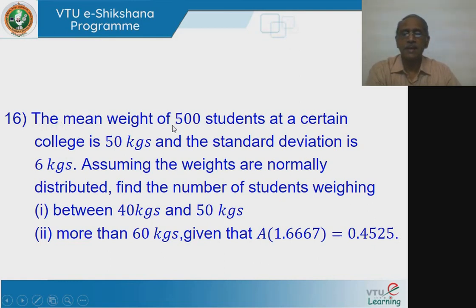The mean weight of 500 students at a certain college is given to be 50, so mu is equal to 50 and the standard deviation sigma is equal to 6. Assuming the weights are normally distributed, find the number of students weighing between 40 kgs and 50 kgs and more than 60 kgs out of 500 students. First let us find the probability of a student weighing between 40 and 50, and when we multiply that probability by 500, we get the approximate number of students weighing between 40 and 50 kgs. Similarly, if we find the probability of a student weighing more than 60 kgs and multiply it by 500, we get the approximate number of students who weigh more than 60 kgs.